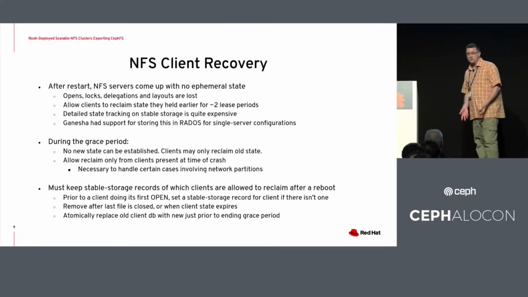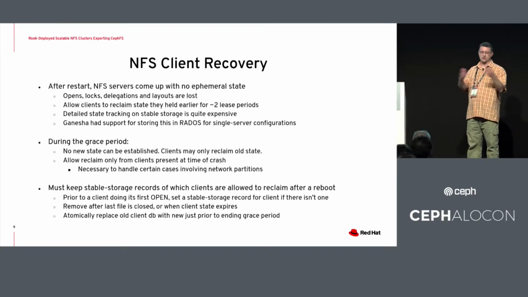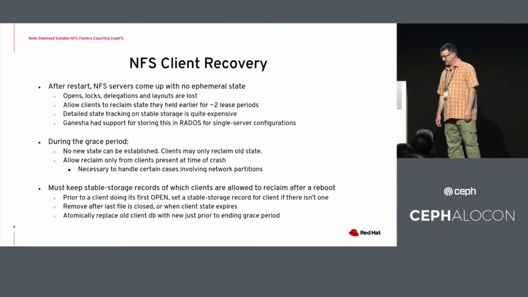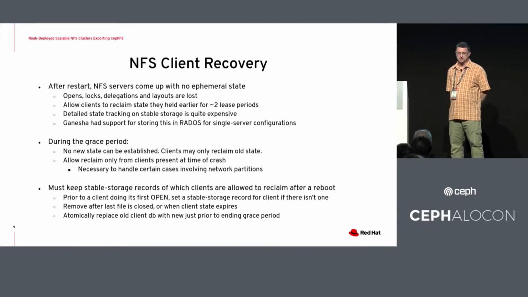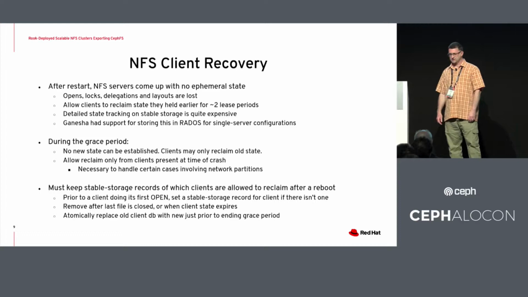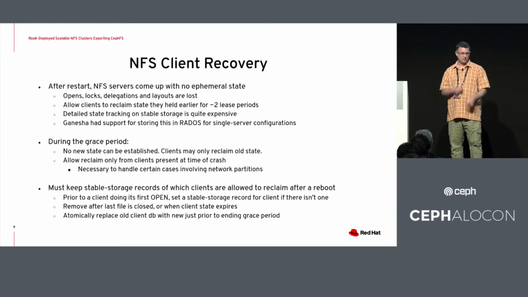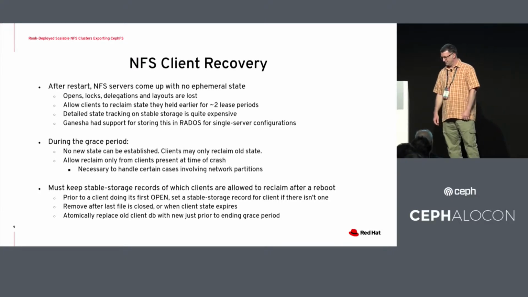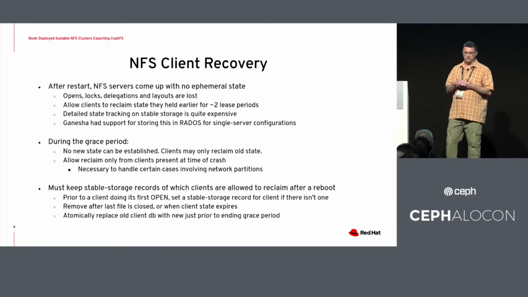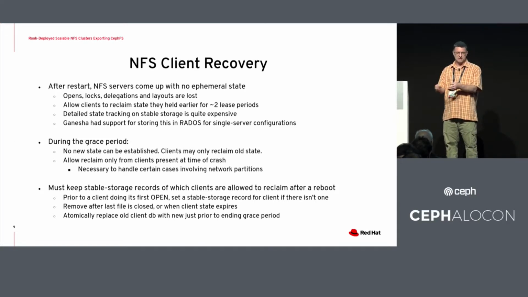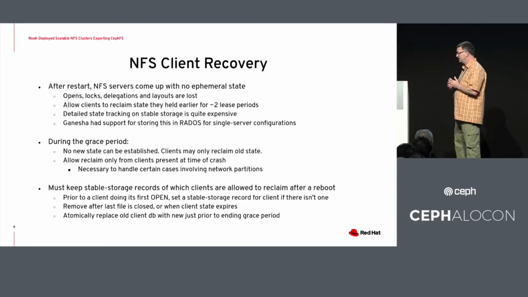So anyway, when the NFS server comes back, we establish what's called a grace period at the beginning. And during that time, no new state can be established. So if someone tries to do an open, they'll get an error back that says, try again a little later. We only allow reclaim requests during the grace period, so we're allowing clients to come back in and grab stuff that they had before. And we only allow reclaim for clients that were present and held state at the time of the crash. So in order to track that, we have to keep track of what clients were holding that state on stable storage, so when the server comes back, it knows.